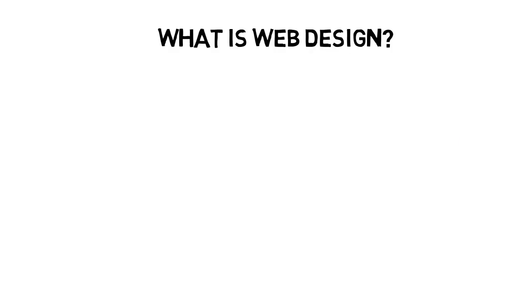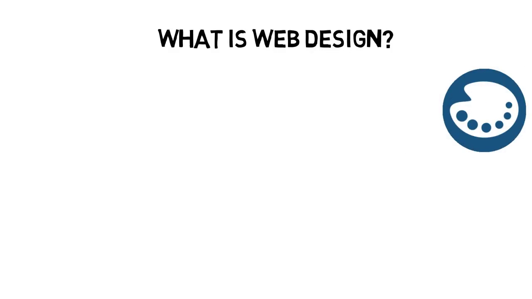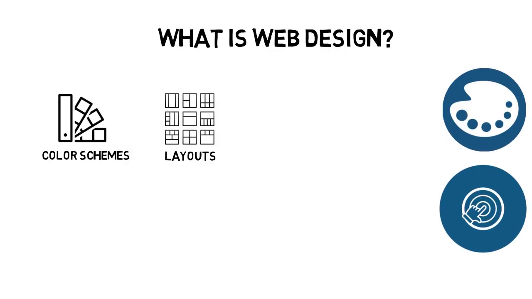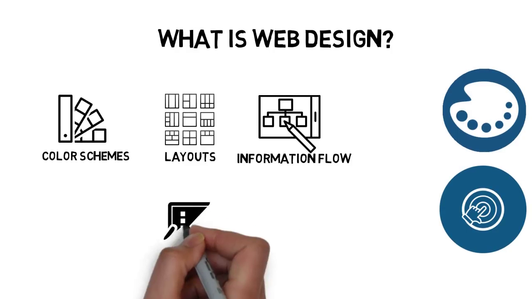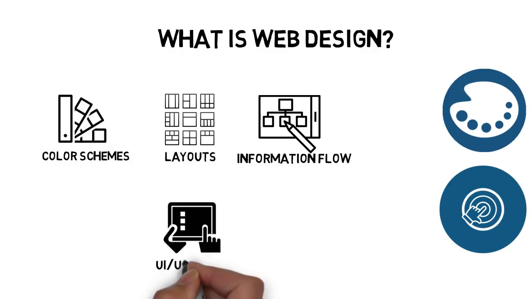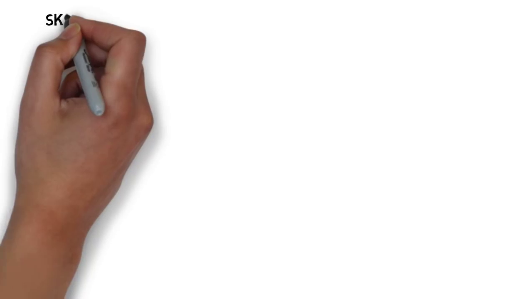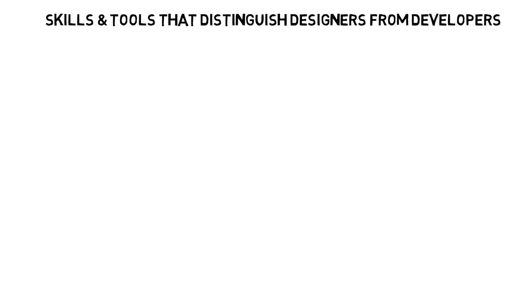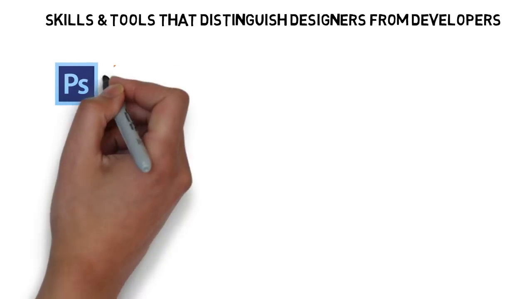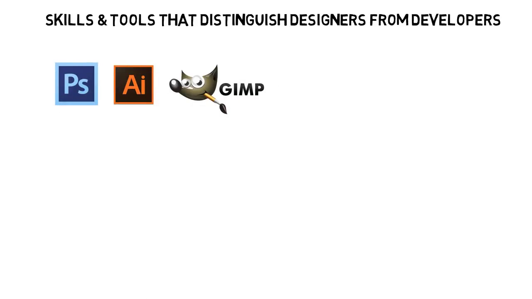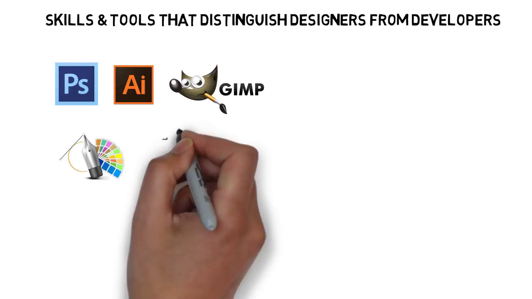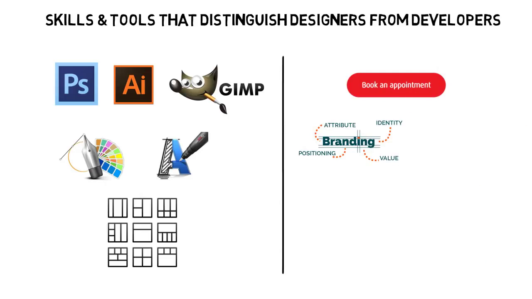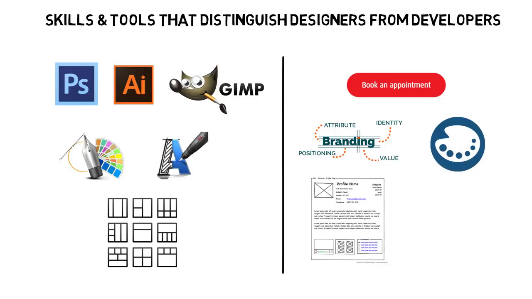What is web design? Web design governs everything involved with the visual aesthetics and usability of a website: color scheme, layouts, informational flow, and everything else related to the visual aspects of the UI/UX experience. Some common skills and tools that distinguish the web designer from the web developer are Adobe Creative Studio, Photoshop, Illustrator, or other design software, graphic design, logo designing, layout, placing call to action buttons, branding, wireframes, color palettes, and typography.